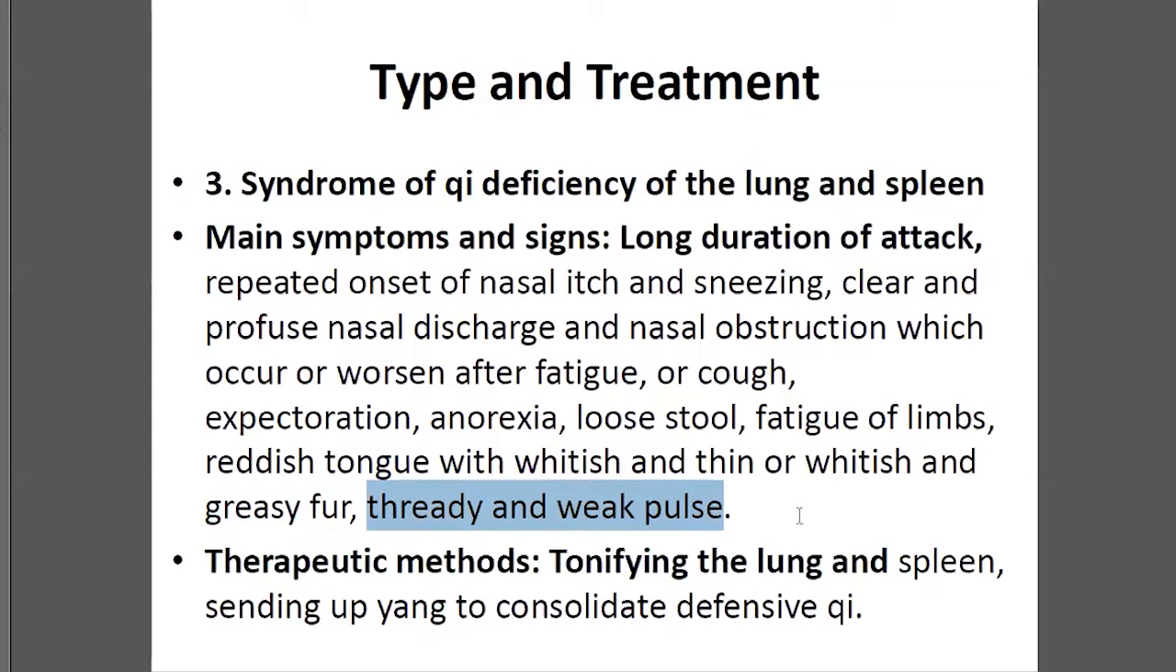So certainly for this pattern, we need to tonify qi. We need to tonify qi, tonify lung qi, tonify spleen qi. And they say sending up yang here means yang qi. Qi belongs to part of yang. Sending yang qi up, and especially lung qi governs defending qi. So we fix the defending qi or support the defending qi.